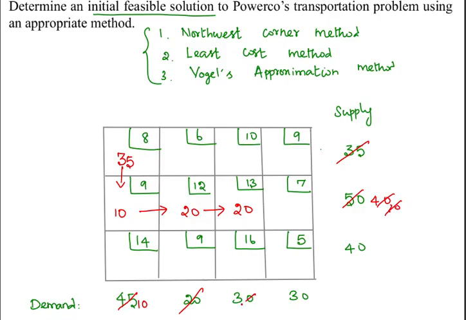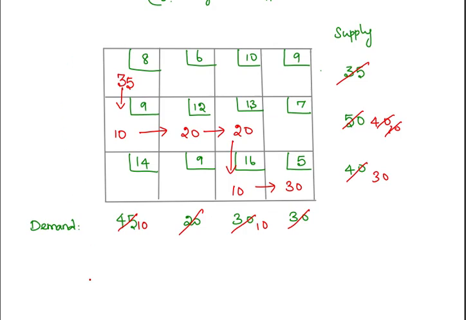Now the demand of city 3 is 30, but I already allotted 20, so the remaining is 10. Now I take 10 from plant 3 and give it to city 3, so plant 3's supply is reduced to 30. Finally, 30 units are given to city 4. So everything is completed. This is the initial basic feasible solution.